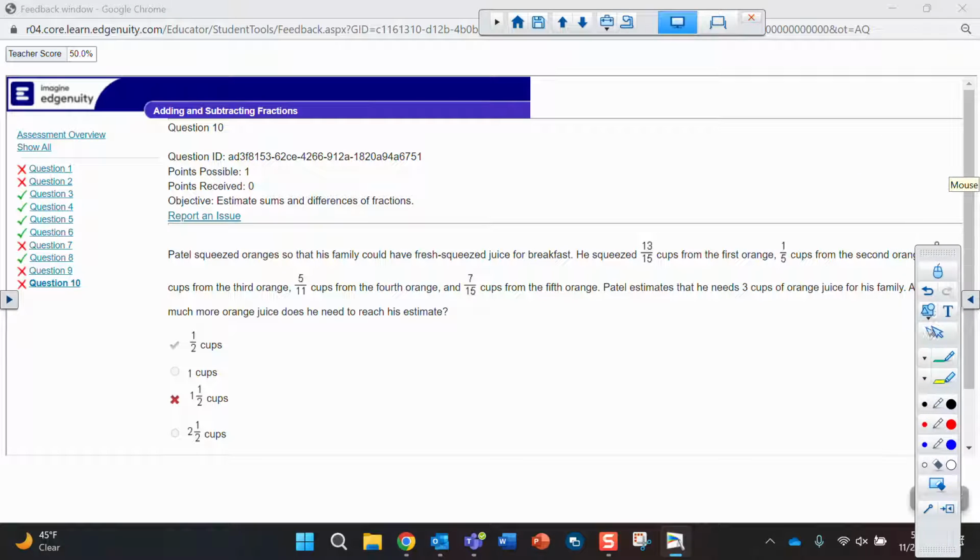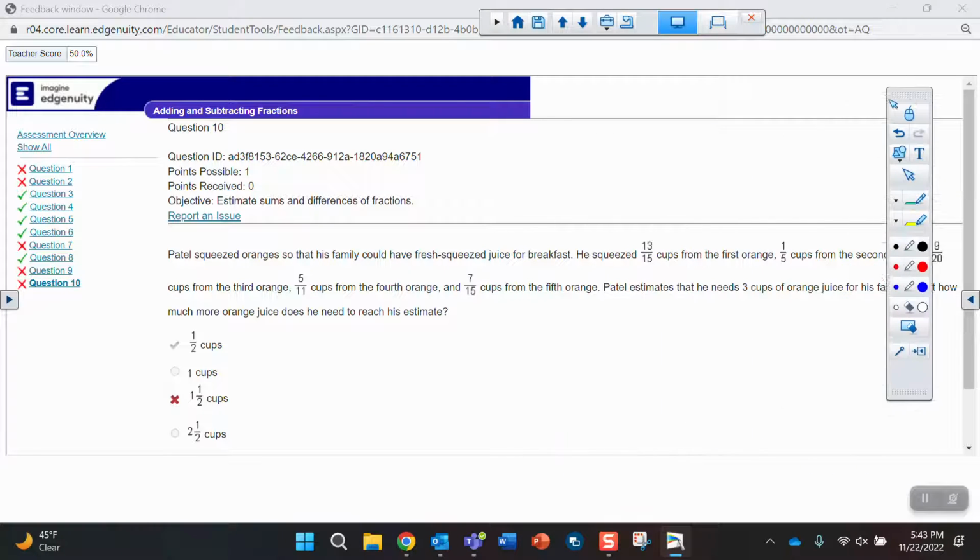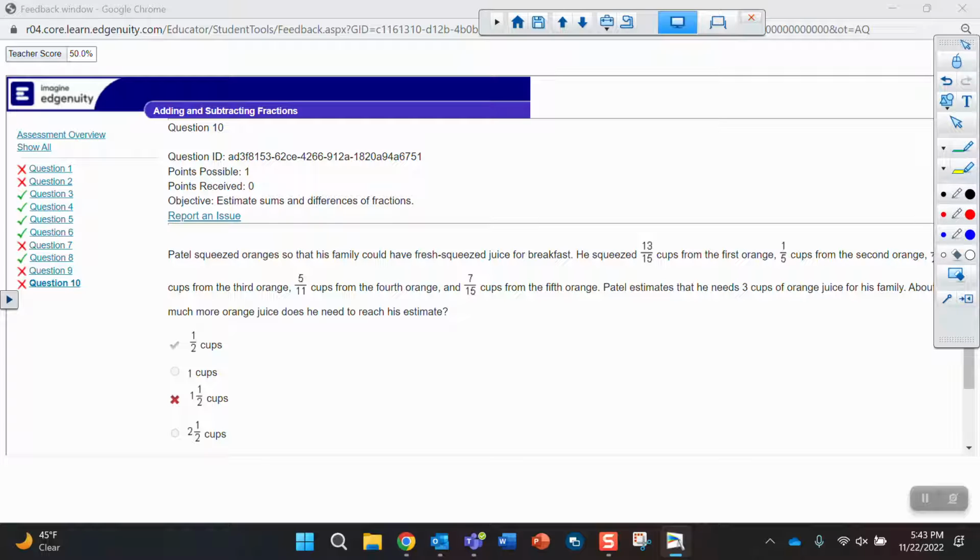Question 10, let me move this thing out of the way, 9/20. Try to remember that number. Okay, it says Patel squeezed oranges so his family could have freshly squeezed juice for breakfast. It gives cups from the first orange, cups from the second orange, third, fourth, fifth. Estimates he needs 3 cups of orange juice for his family. About how much more orange juice does he need to reach his estimate?